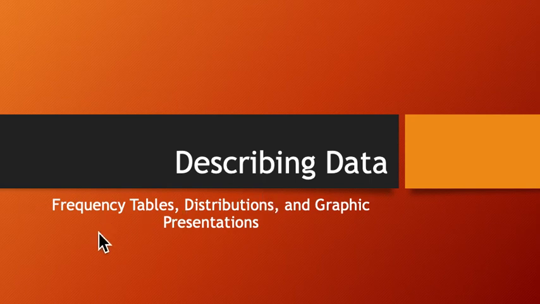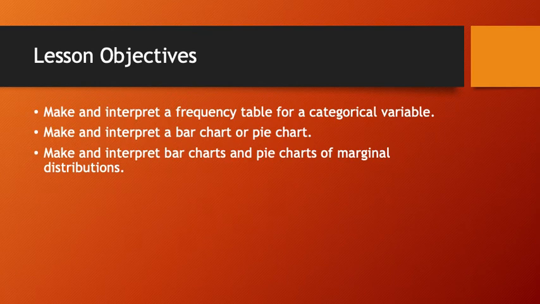Hello everybody. Today's lesson is going to be talking about describing data, specifically frequency tables, distributions, and graphic presentations. Our objectives today are to discuss how to make and interpret a frequency table for categorical variables, to make and interpret a bar chart or a pie chart, and to make and interpret bar charts and pie charts for marginal distributions.